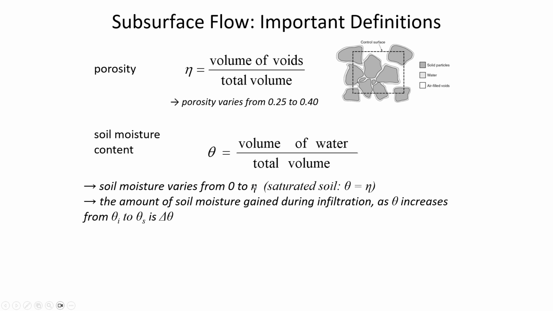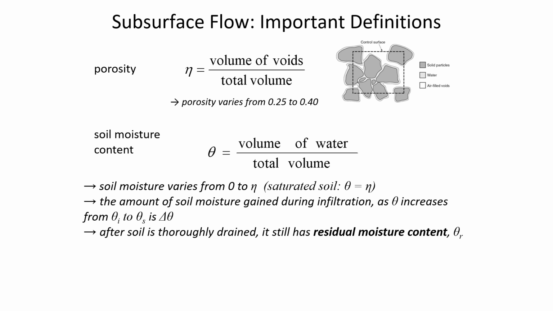During a storm, when the wetting front is moving as a wave downward through the soil, the moisture content increases by an amount delta theta. So it's going from the initial water content to saturated. That increase in the water content is the delta theta. And then after it's drained by gravity, we say theta sub r is the residual moisture content.